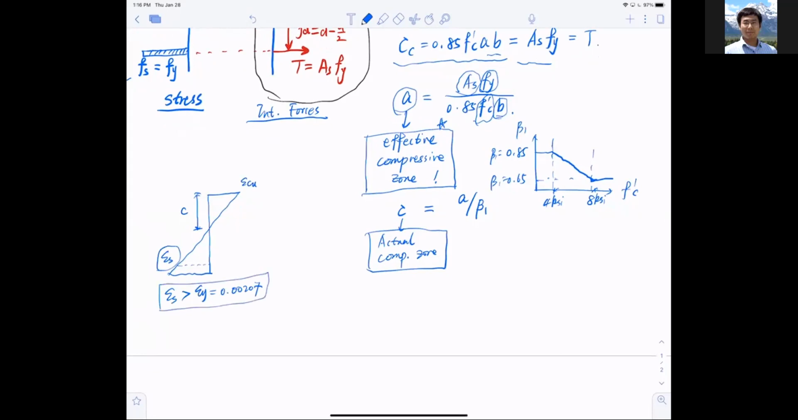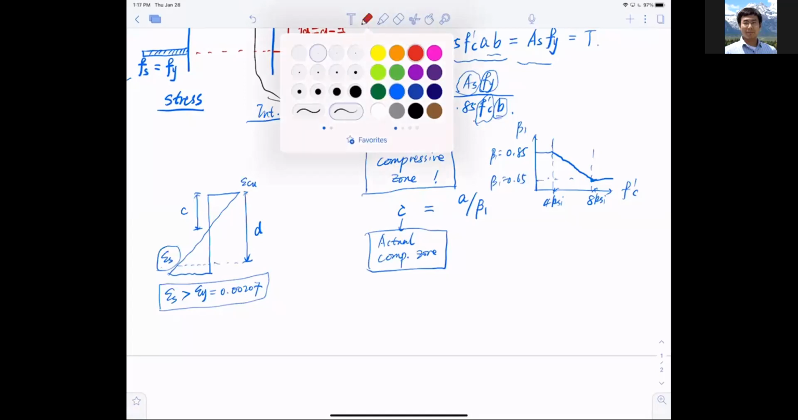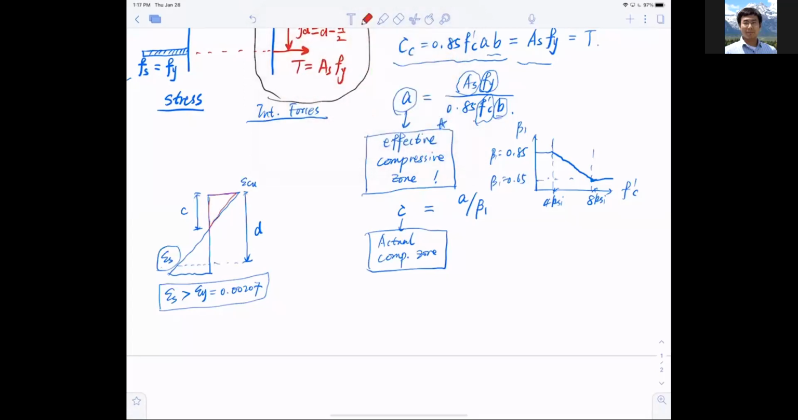Confirm this to utilize all this Whitney stress block, okay? So that's as a confirmation. So how do I find epsilon S? You use the similar triangle thing, right? So this is depth D, remember? This is depth D. So use the similar triangle. What kind of similar triangle? So you have a triangle here, and you have a triangle here. So you can use that to get your epsilon S.